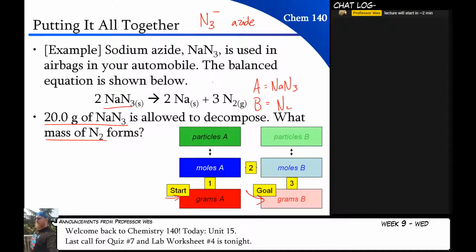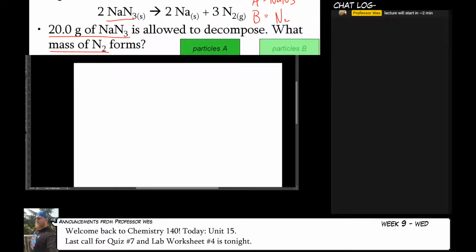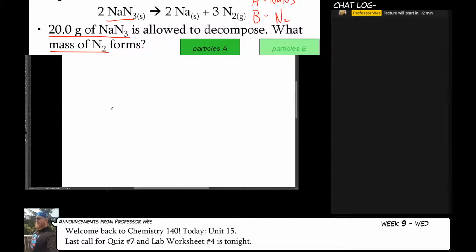I know. Thanks, chemistry. Thanks for being confusing. But, you know. All right, so let's do our calculation here. I got to zoom this in a little more.